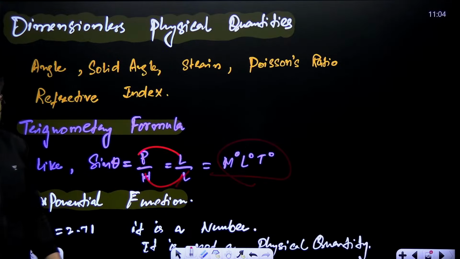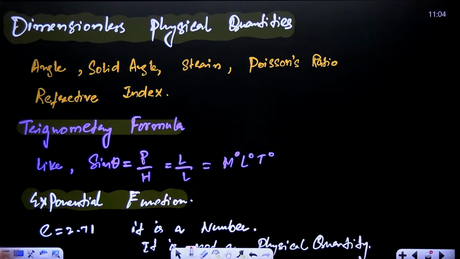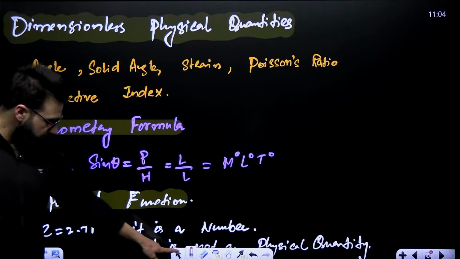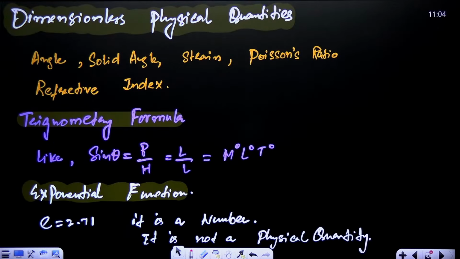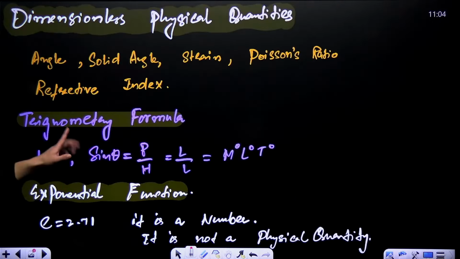M⁰L⁰T⁰. Exponential functions, it's a pure number. A pure number is also a dimensionless physical quantity. Let's move on. Strain, we said, is a dimensionless physical quantity.